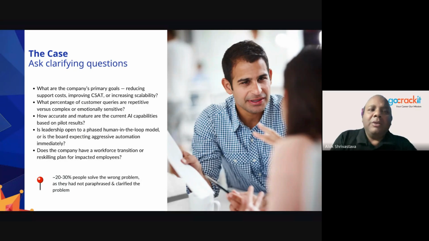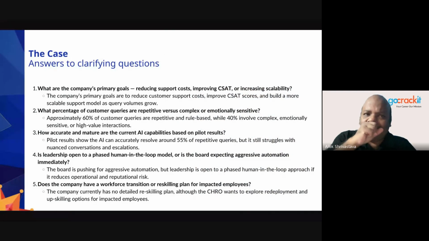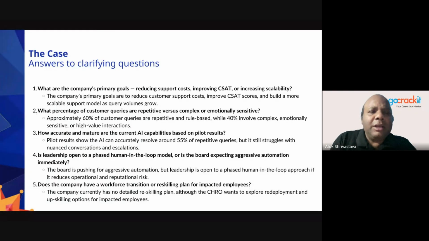Now, what may happen is the recruiter may give an answer to some of these questions, or he or she may choose to say you assume whatever you want to assume. So let's say he gives you some clarification: the company wants all three. They want to reduce cost, they want to improve CSAT, and they want to increase scalability also. There's not one objective. Second was, what percentage of customer service?